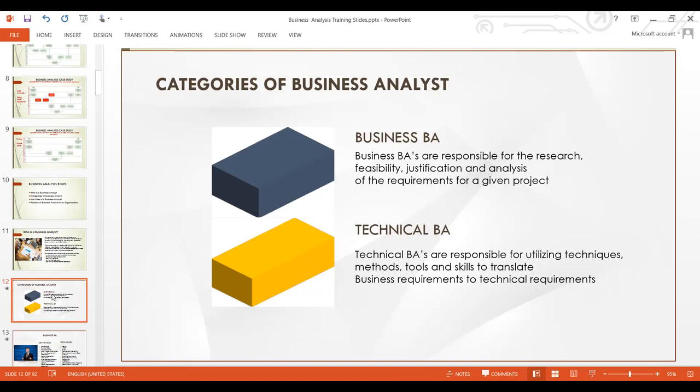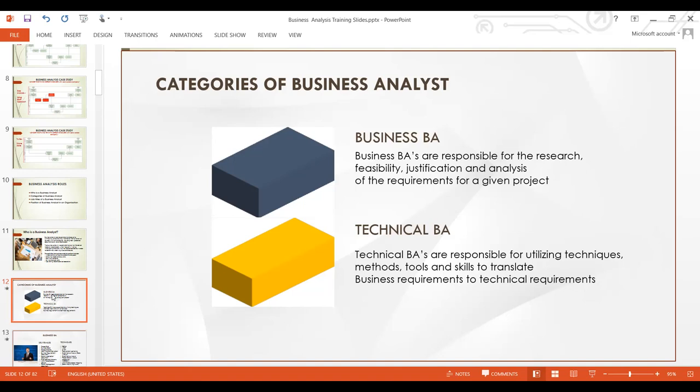And some specialize in designing, defining the solution and implementing the solution. But one business analyst can actually do all these things. As a business analyst, you should be able to do the job of a business BA and a technical BA.